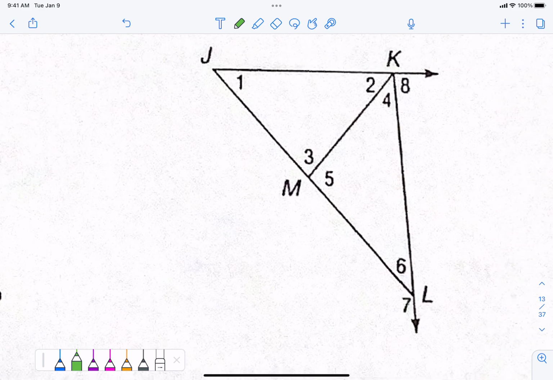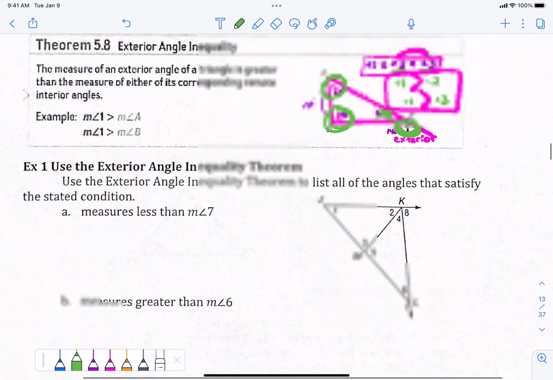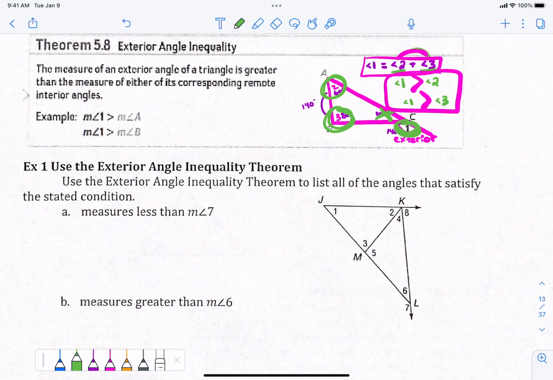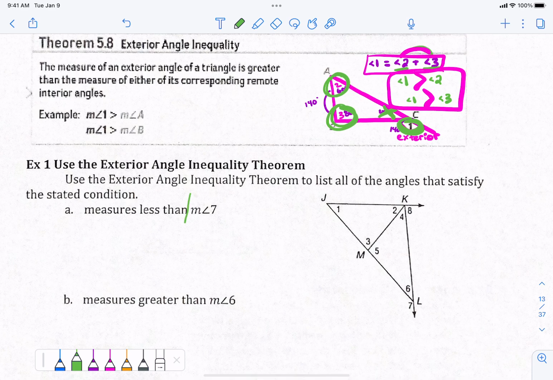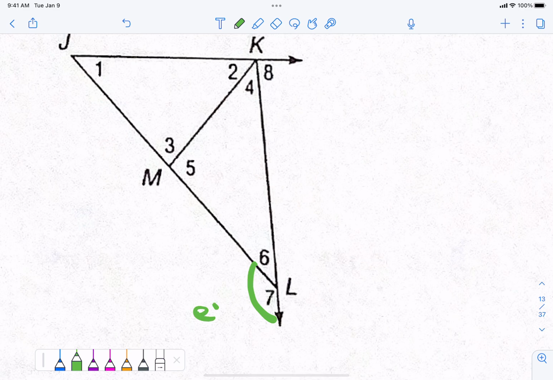These are the hard ones. Here we go. Only look at one triangle at a time. So you gotta really pay attention to this. We are looking for measures that are less than angle 7. So we're focusing in on angle 7, okay? Angle 7 is this guy here. Angle 7, is he an interior angle or an exterior angle? Exterior angle, okay, he's on the outside. He's exterior, he is like an extension of this side, okay?